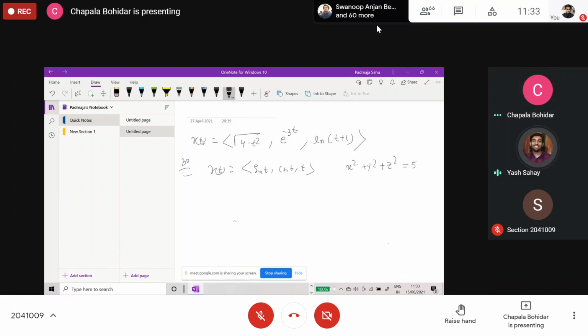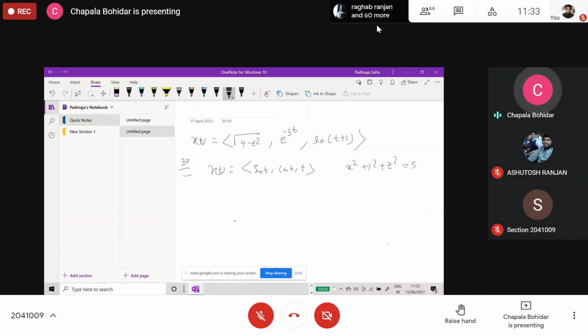We will put sin t, cos t, and t in the place of x, y, and z. Yes, very good. Then we will solve for t. After getting the value of t, your point is at t equal to that value. Put the value of t and get the result. Then after that, 40.